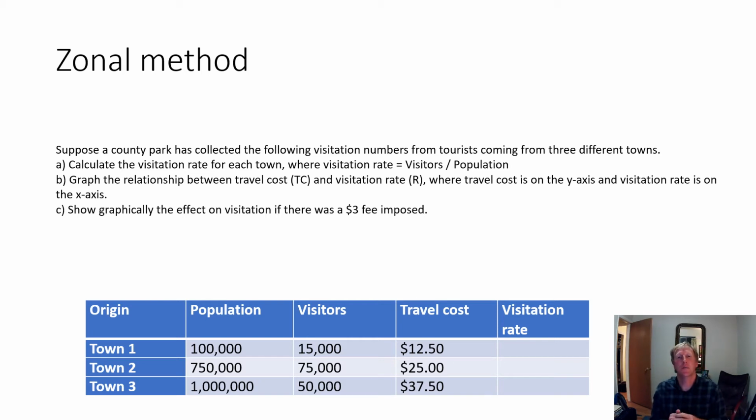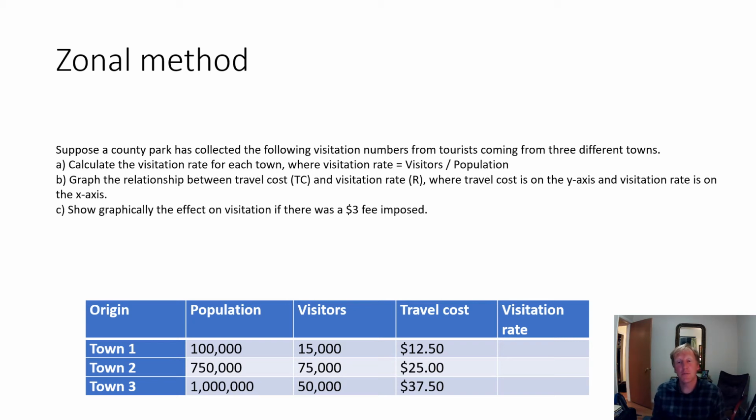So this is why you use participation rates rather than just participation numbers. We want to adjust for that population, especially in the zonal part of it. So for that town with 750,000 people, we're going to assume that 75,000 people visit, and that the cost to get there is higher, so $25. So the cost to get to this destination from town 2 is higher.